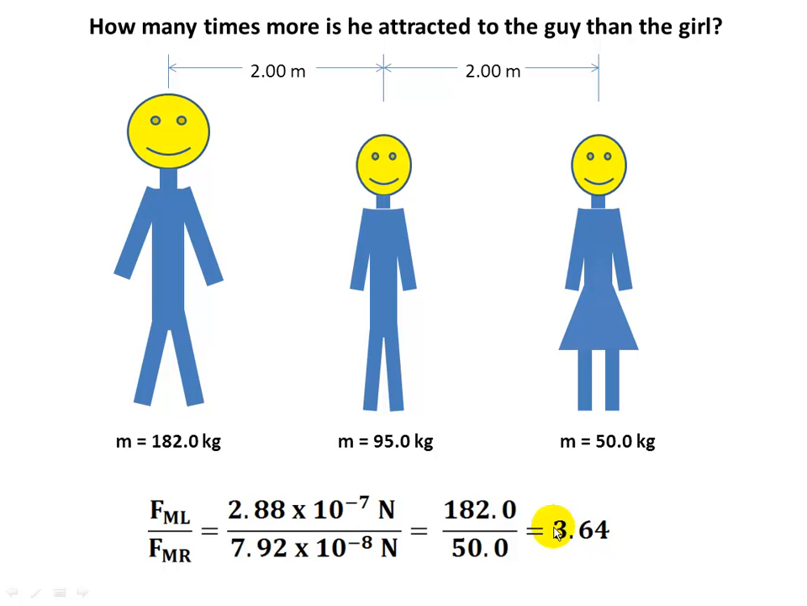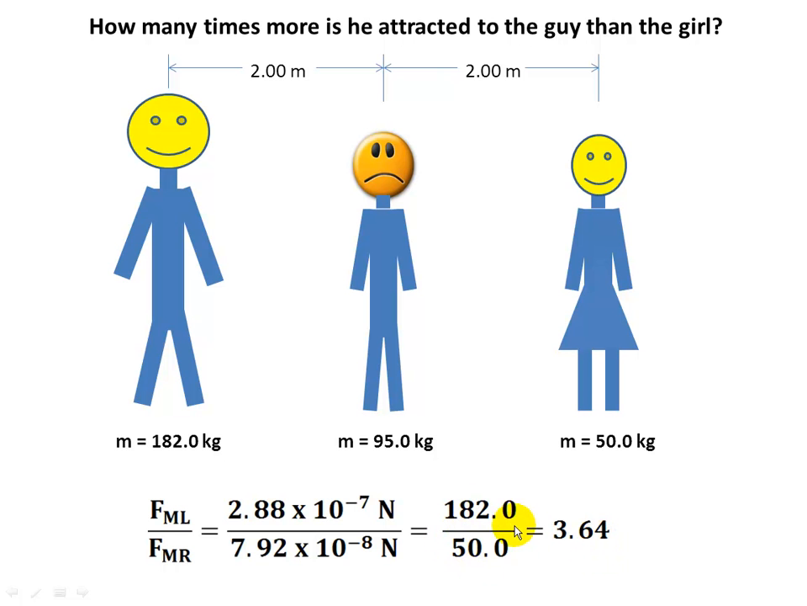Well, an interesting fact here is that the mass of the guy is separated from him by 2 meters. The girl is separated from him by 2 meters. So if everything else is the same, all that's changed is this guy on the left has more mass and the girl on the right has less mass. And so if we divide their 182 kilograms of the guy on the left by the 50 kilograms of the girl on the right, that factor is also 3.64.